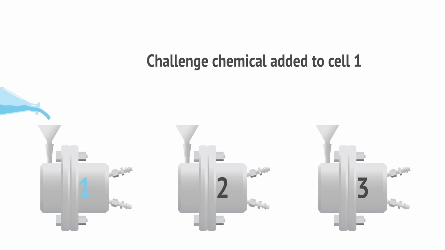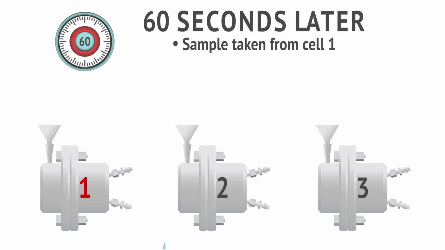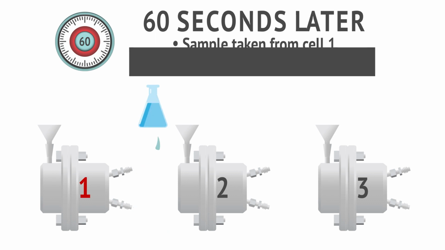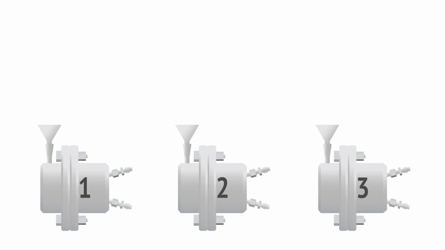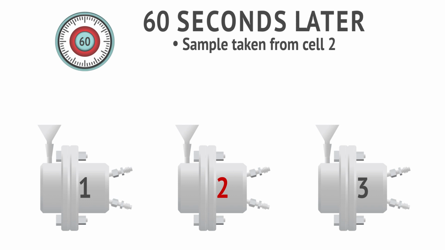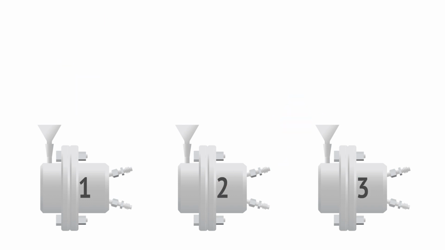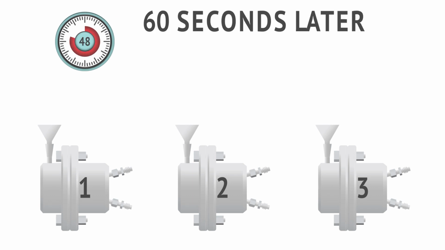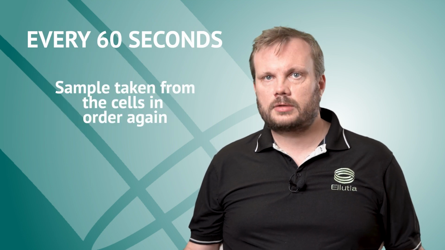We add the challenge chemical to cell 1. 60 seconds later, the system takes a sample from cell 1 and the challenge chemical is added to cell 2. 60 seconds later, a sample is taken from cell 2 and the challenge chemical is added to cell 3. 60 seconds later, a sample is taken from cell 3. Now, every 60 seconds, samples will be taken from those cells in that order again.